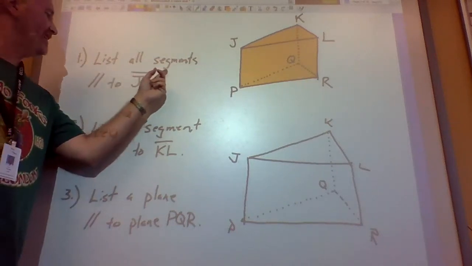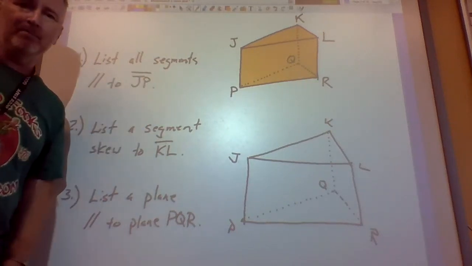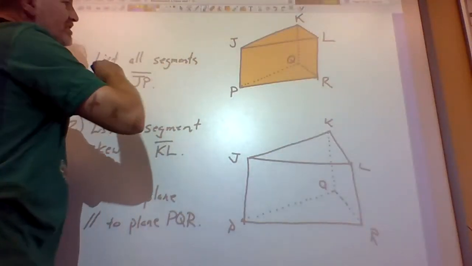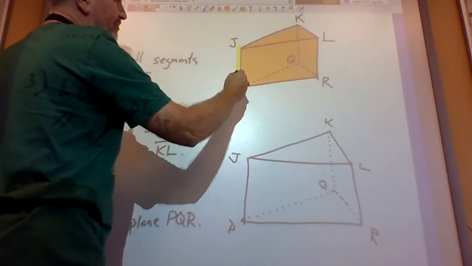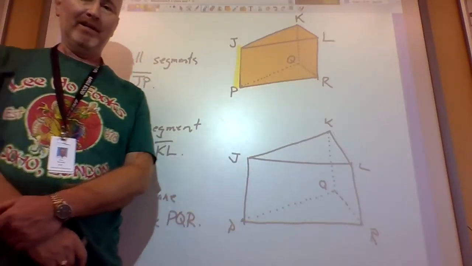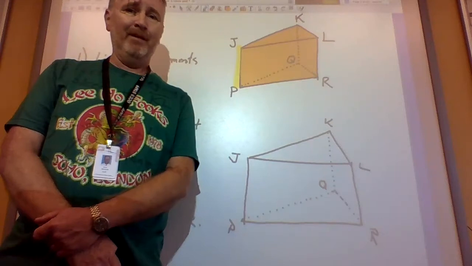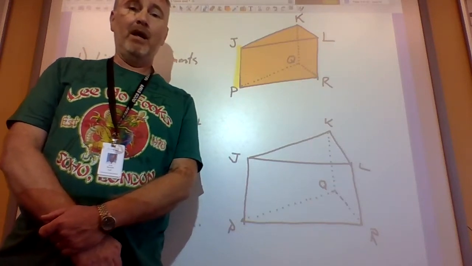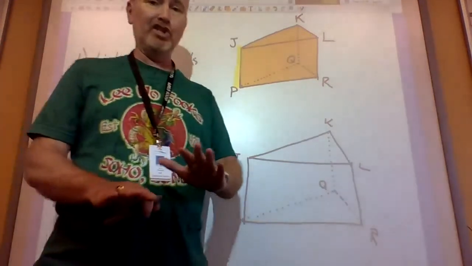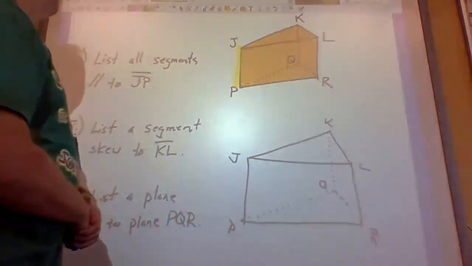List all segments that are parallel to JP. All right, so what are the segments parallel to JP? JP is this guy right here. Which segments would be parallel to him, meaning if you extended them, they still would never touch, and they would be in the same plane together. Not that skew thing. We'll talk about skew in a minute.